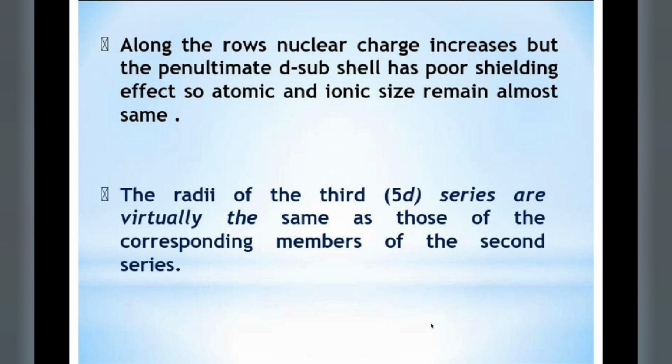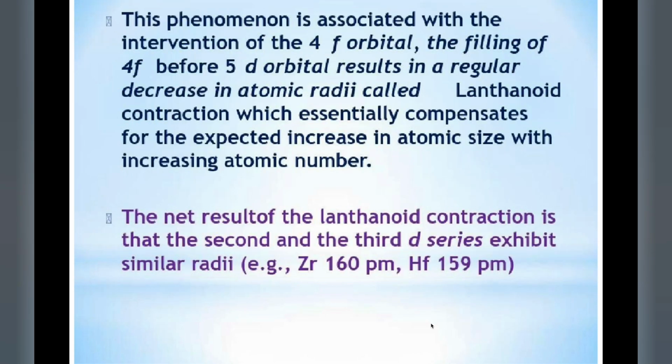From the outermost attraction, whatever it is, there is no shielding at all. So the atomic and ionic size doesn't increase, but the nuclear charge will increase. So also the radii of the third series are the same as those of the second series. There isn't much difference between the radii of the third and corresponding second series. Mostly they are the same only.